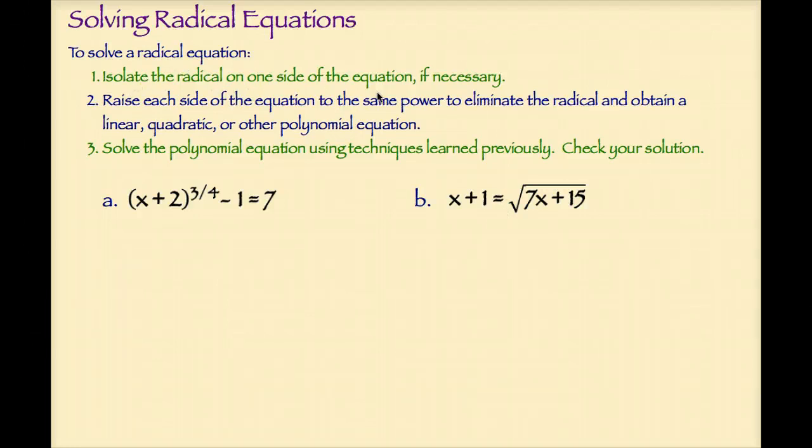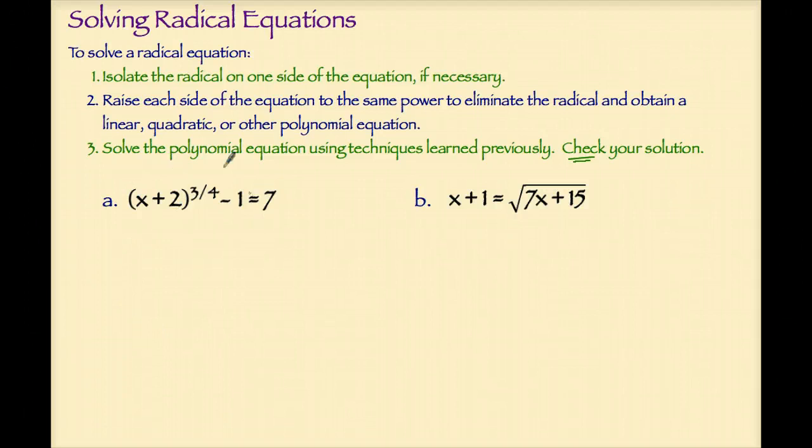Isolate the radical on one side of the equation if necessary, raise each side of the equation to the same power to eliminate the radical and obtain a linear, quadratic, or other polynomial equation, and then solve the polynomial equation using techniques learned previously. Check your solution, as you may get extraneous solutions.